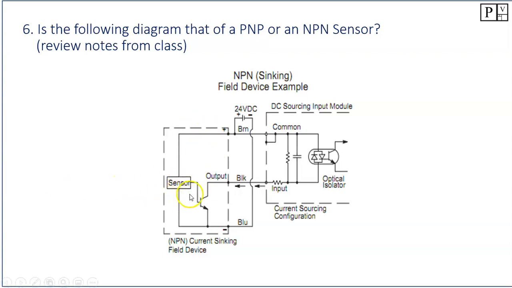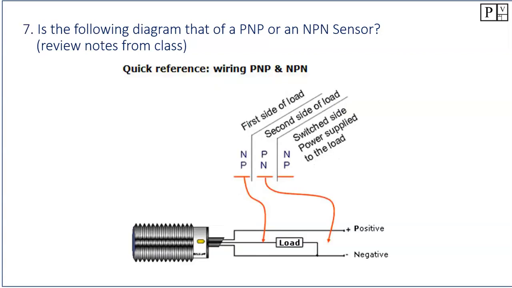Again, if we have a syncing sensor, then we have a sourcing input on the PLC. As we sync that current back, it will go to the optical isolator and fire on 5 volts into our PLC input there. Okay, so I'm going to give you one of those diagrams. You have to tell me whether it is a PNP or an NPN. Oh, looks like there's even more. Okay, let's take a look at this guy.